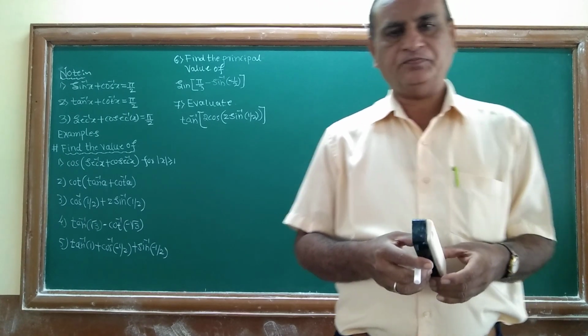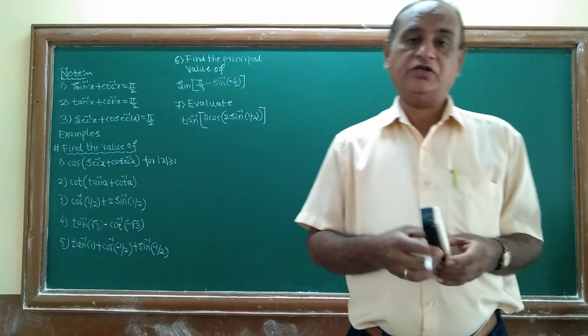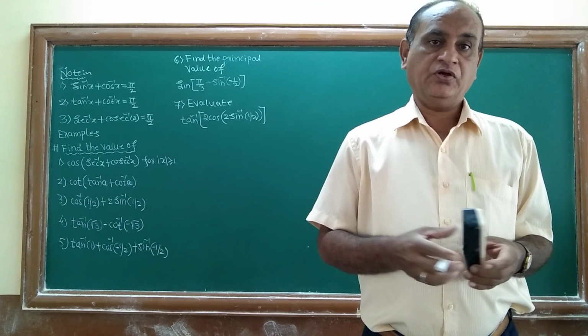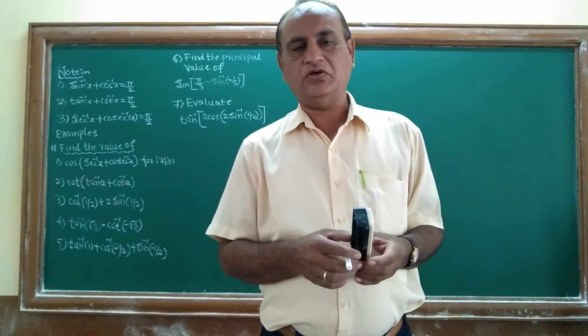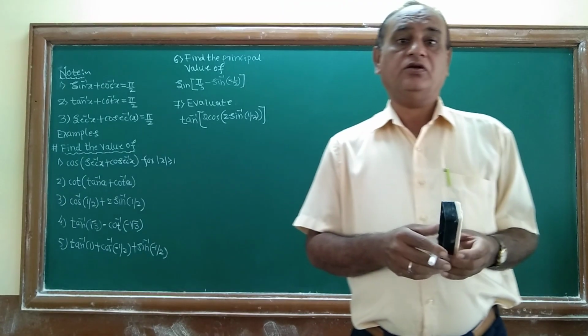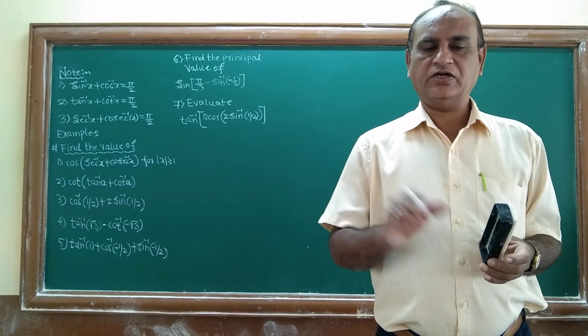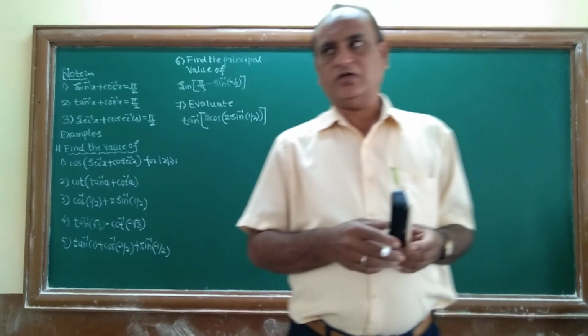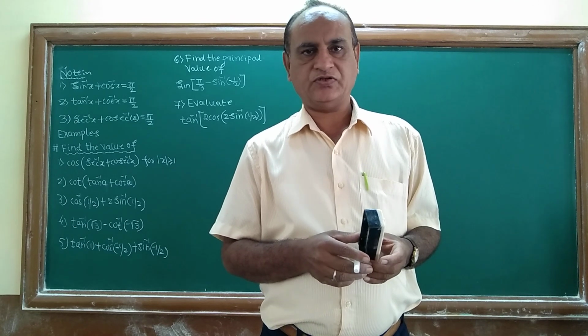In the last period, note this point number 4. So, cos inverse of minus x is equal to pi minus cos inverse x, and cot inverse of minus x is equal to pi minus cot inverse x. Sec inverse of minus x is equal to pi minus sec inverse x.